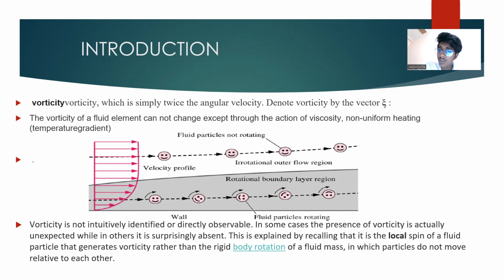In some cases, the presence of vorticity is actually expected, while in others it is surprisingly absent. This is explained by recalling that it is the local spin of a fluid particle that generates vorticity, rather than rigid body rotation of a fluid mass, in which particles do not move relative to each other. So when vortex rings form at the wingtips, the angular velocity at the wingtips, with the vorticity, can be determined by this vorticity formula.